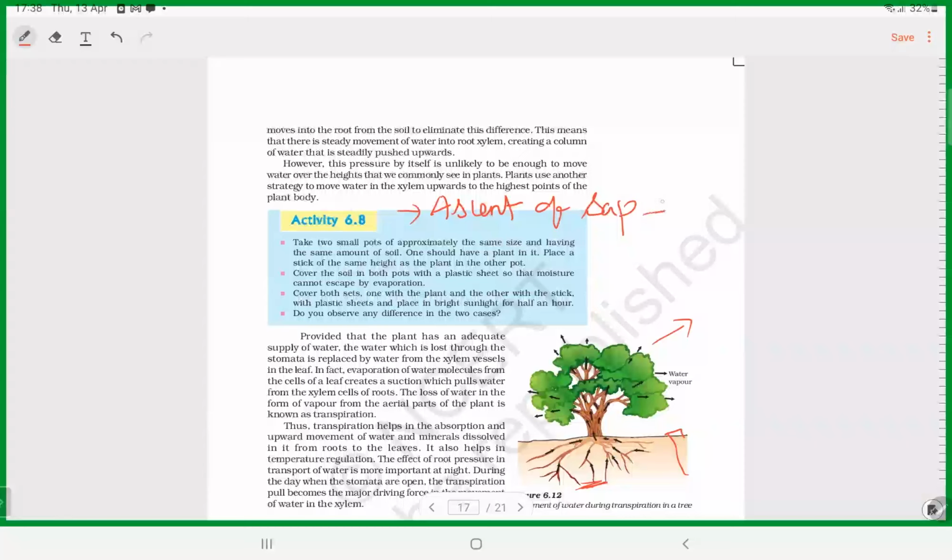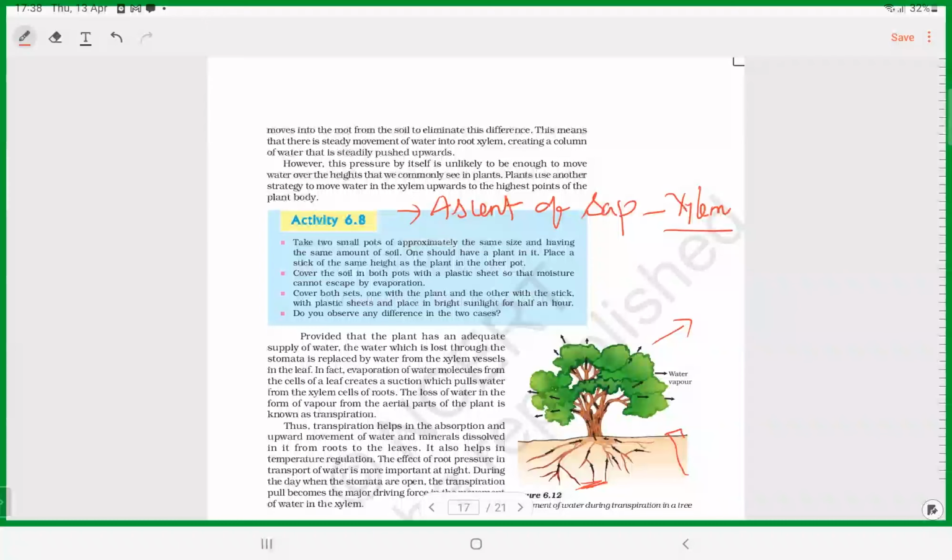How does it occur? What is the conduction system for water and nutrients in plants? Xylem is the vascular tissue. Xylem is the tissue which conducts water and nutrients from the soil to the top of the plant, the leaves, the site of photosynthesis. Is it clear?